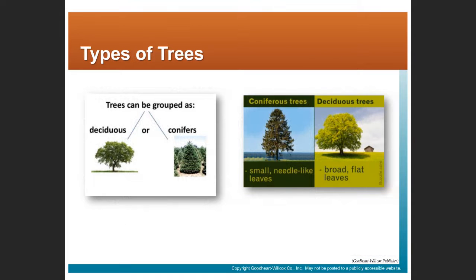Where do those classifications come from? Well, they come from the type of tree that the wood is obtained from, right? Generally speaking, we can group trees into two categories, coniferous and deciduous. So coniferous, think of them as pine trees, small needle-like leaves. Generally speaking, the needles stay on the tree, as opposed to a deciduous tree, broader flat leaves, where the tree loses its leaves in the wintertime.